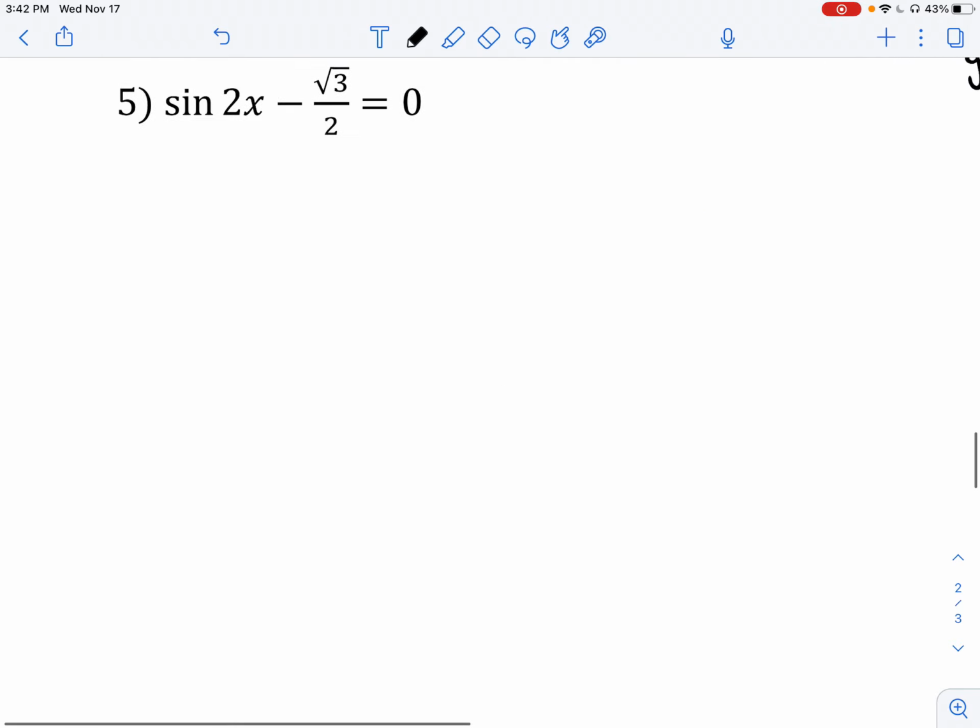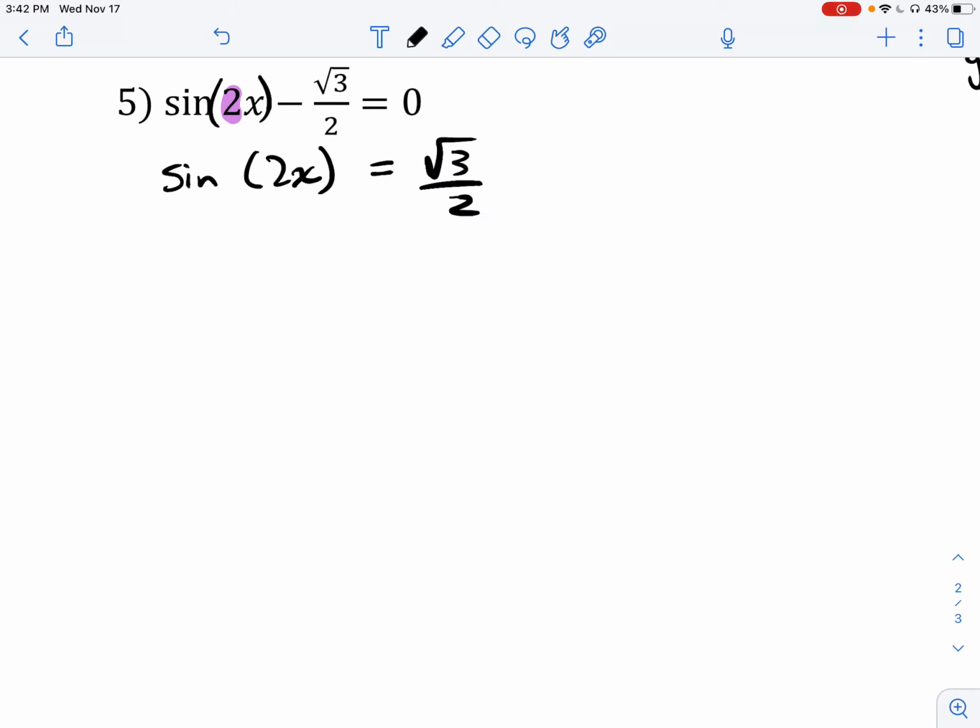Let's look at this next one here. You'll notice right off the bat, one of the unique things about this equation is that I actually have a coefficient in front of my x. So how does that change things? So we'll say sine of 2x, let's first off isolate this, is equal to root 3 over 2.